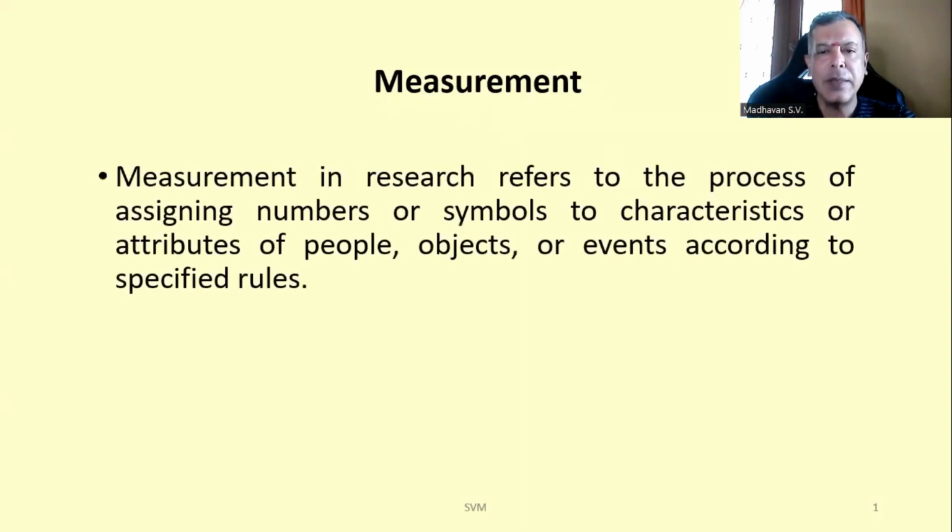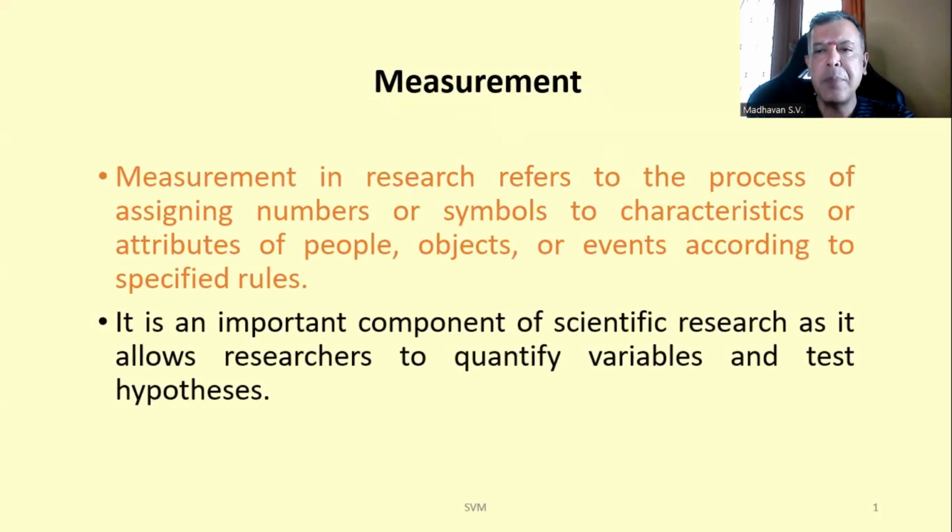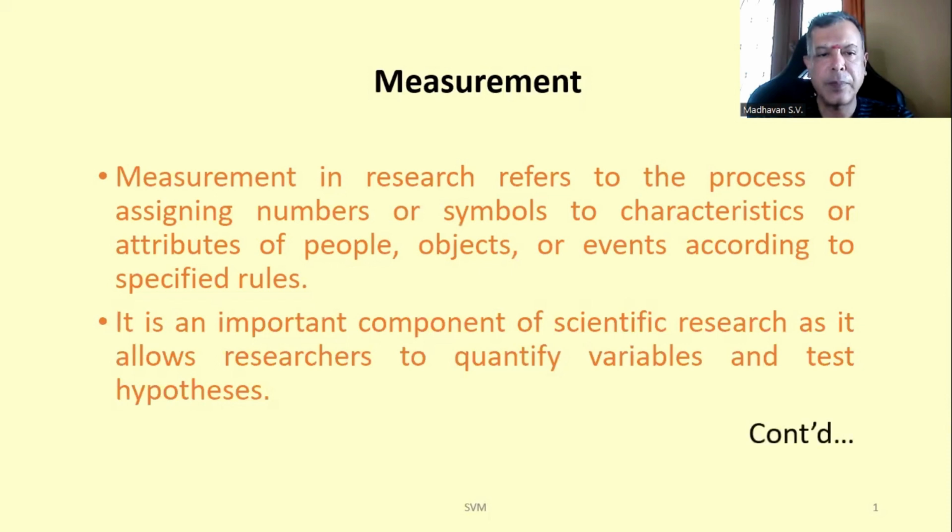Measurement, in research, basically refers to the process of assigning numbers or any symbols to some variables or attributes according to some specified rules. That is what measurement is all about. It is an important component of scientific research as it allows researchers to quantify the variables and also test the hypothesis.